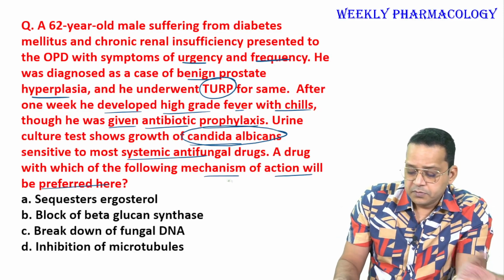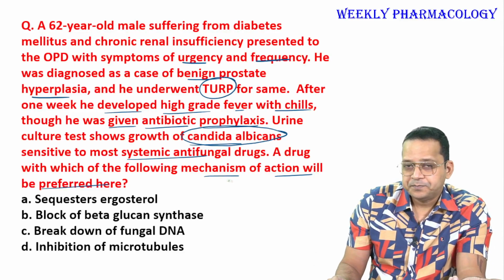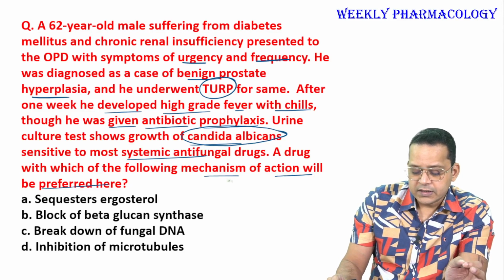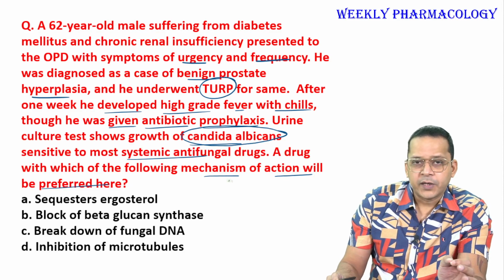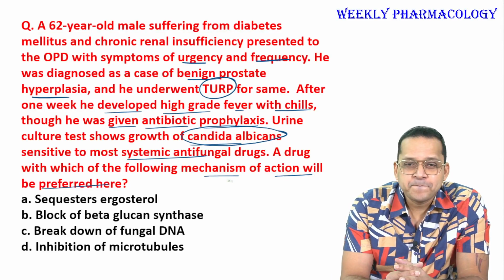So, here's a high-grade fever with chills, UTI, and he might be going into urosepsis. And which one will I be using? A, sequesters ergosterol. B, blocks beta-glucan synthesis. C, breakdown of fungal DNA. And D, inhibition of microtubules. So guys, what do you think? What should be the answer here?